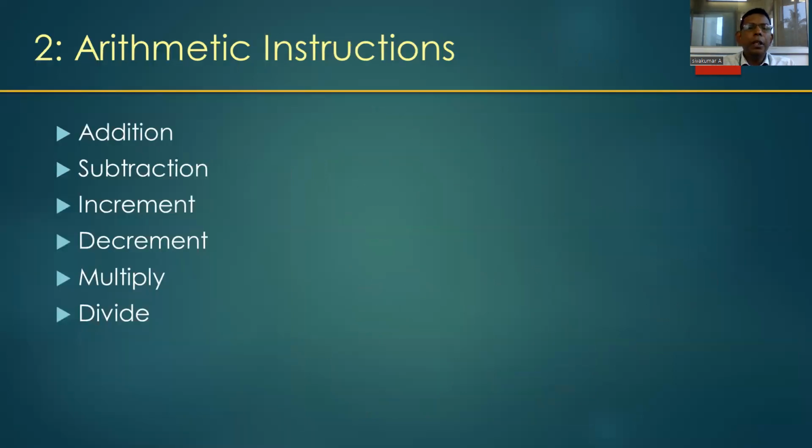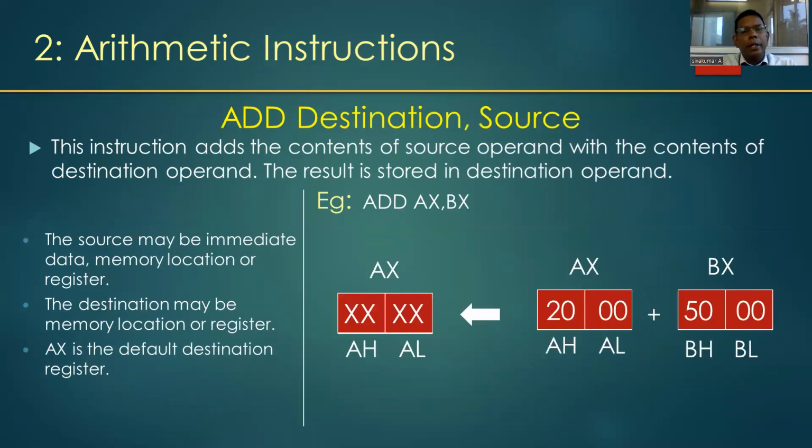Clear? Then the arithmetic instructions. There are 6 arithmetic instructions: addition, subtraction, increment, decrement, multiply, and divide. Addition: ADD destination, source. The instruction adds the contents of the source operand to the destination operand. The result will be stored in the destination operand. An example: ADD AX, BX. The source may be immediate data, a memory location, or a register. The destination must be a memory location or register.